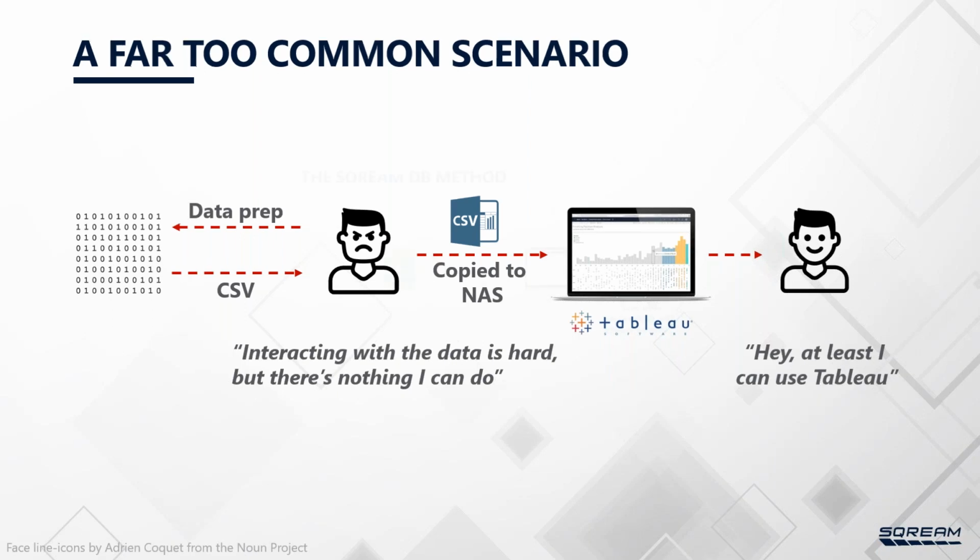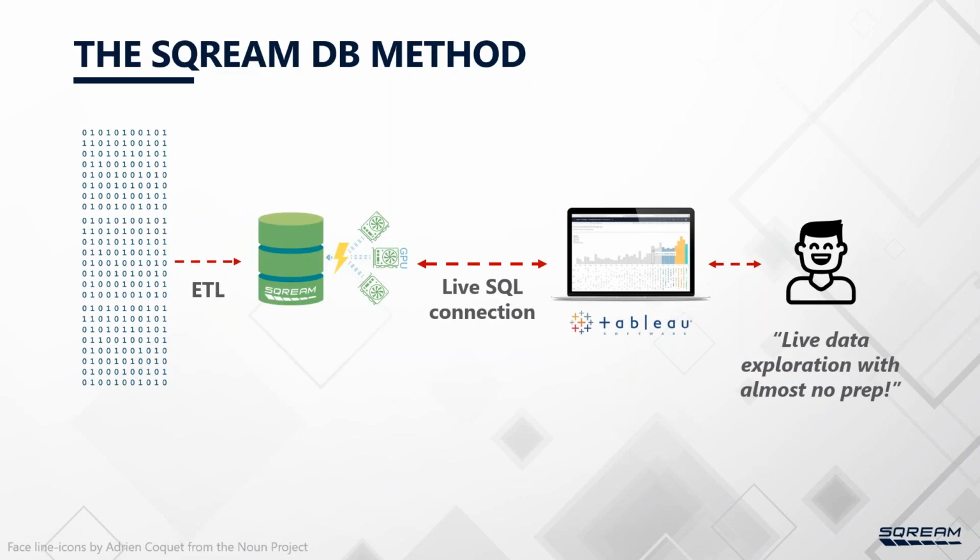What we're offering is a little bit different. We're saying, take the same data, put it into SQreamDB. You ETL it or you load it directly. It can be a CSV, it can be Parquet, columnar format, or it can come from HDFS, from S3, from wherever. And you let Tableau, with a live SQL connection, access that data. So what you're essentially doing is you're pushing the hard work from Tableau into SQreamDB. What that results in is live data exploration with little to no data preparation needed.